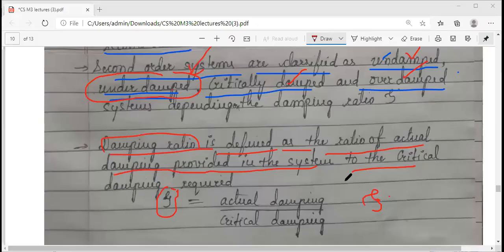To understand the meaning of damping, let us take one example of a pendulum. You have a pendulum here. If you simply oscillate it, what will happen? It will just start moving back and forth, right? Its movement will start. So that back and forth movement will keep happening. Till what? Is it infinite?